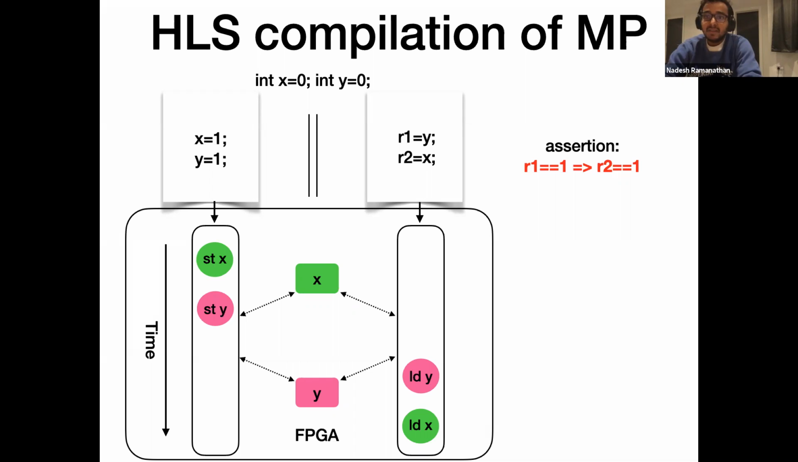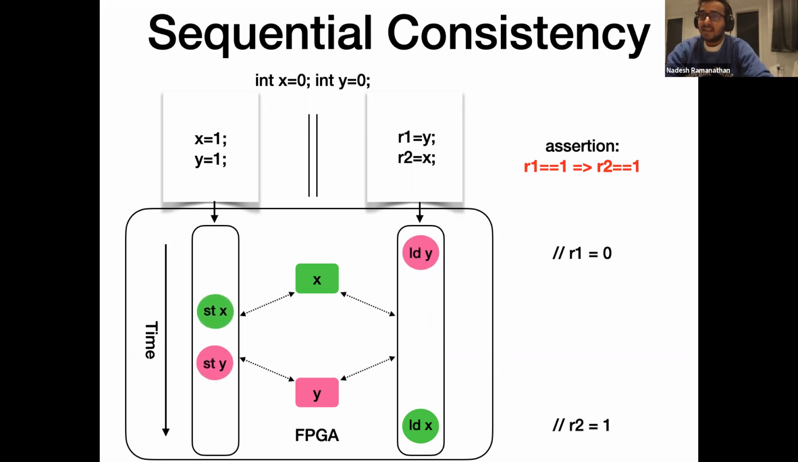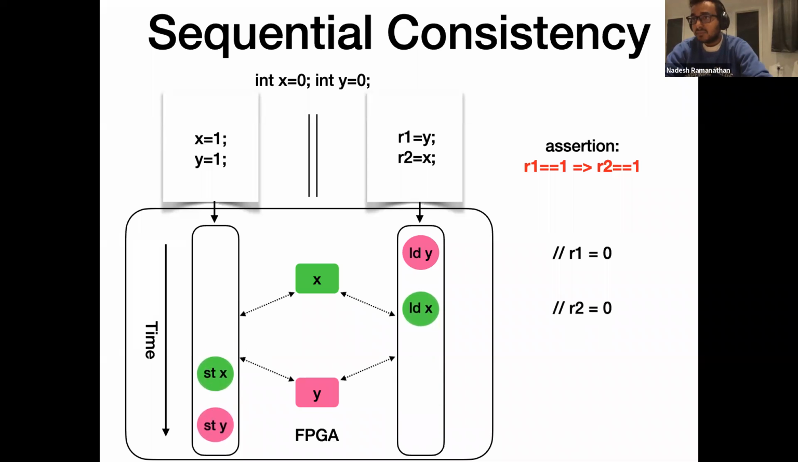This program needs to obey sequential consistency, which was defined by Leslie Lamport in 1979, I think. What he said was, as long as the memory accesses are interleavings of each other globally, you will get correct behavior. So this is one possible behavior, that is another possible behavior, and then you have another possible behavior. These are the 3 different interleavings that are legal.